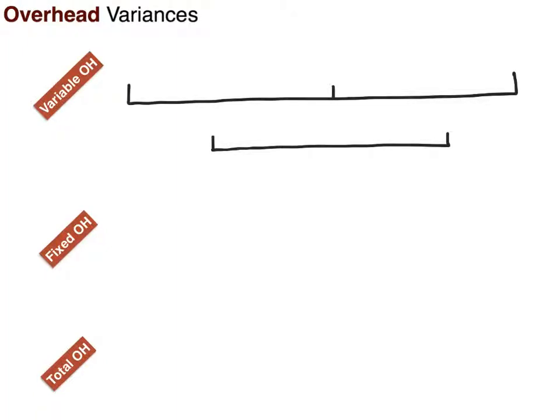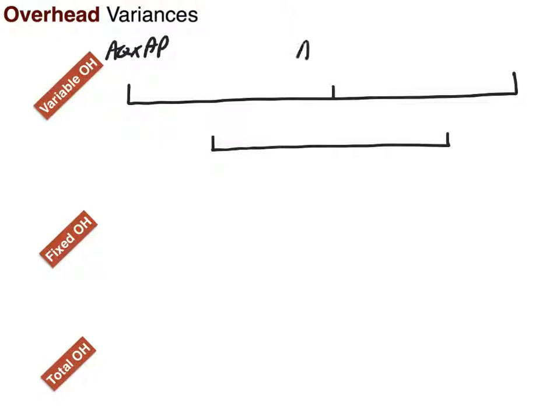Now, because materials is a variable cost and labor is a variable cost, variable overhead, being a variable cost, looks and acts just like those. So we're going to go ahead and label these pegs. So we have actual quantity times actual price. Now again, if you haven't watched the first two videos, you need to go back and watch those because I actually define each one of these pegs and the pieces that make up each peg in the first video of direct material variances. So you want to go back and watch that.